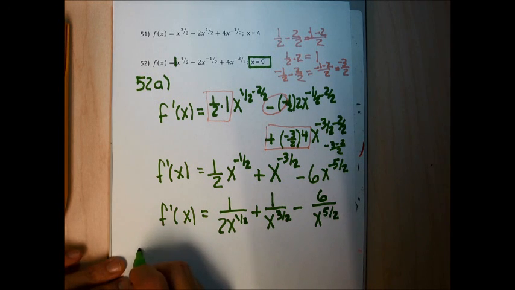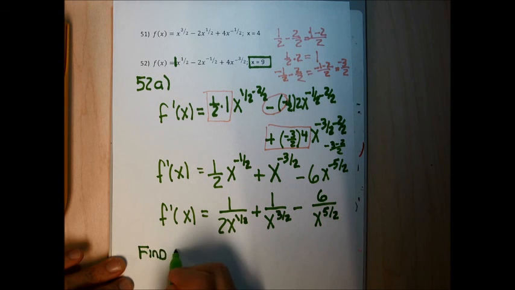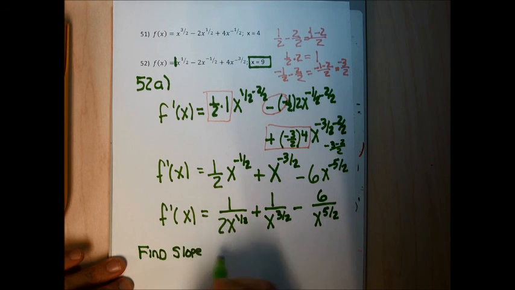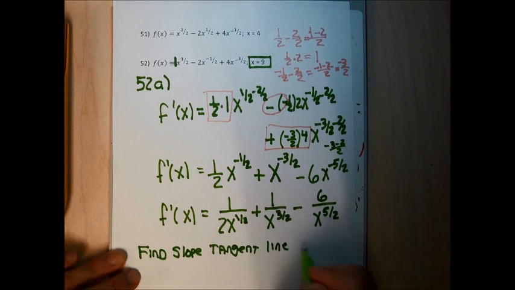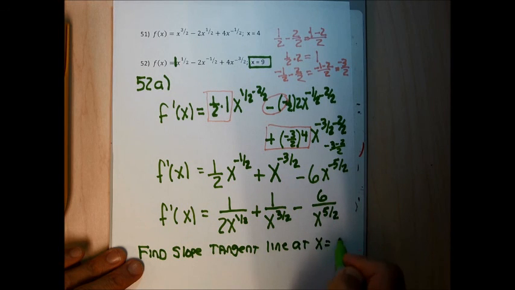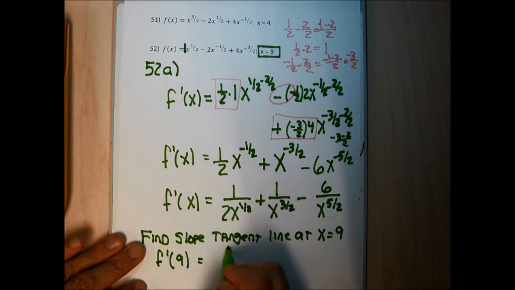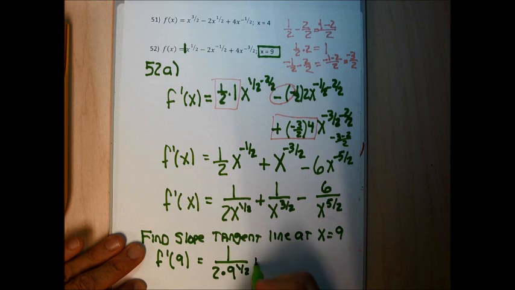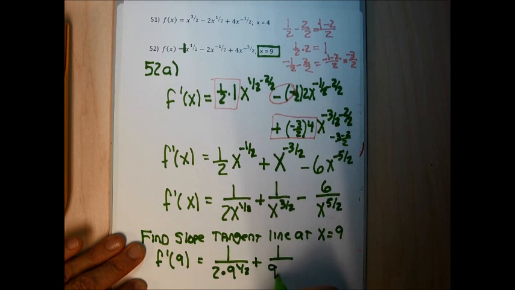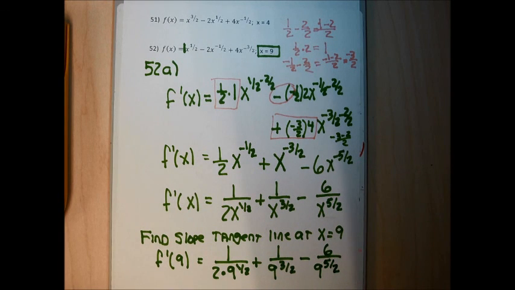So now I'm going to find the answer to part A, find the slope of the tangent line at x equal to 9. To do that, I'm going to find f prime of 9, which is going to be 1 over 2 times 9 to the 1/2 power plus 1 over 9 to the 3/2 power minus 6 over 9 to the 5/2 power. And I don't really want to do that by hand, so I'm going to do it on my calculator.